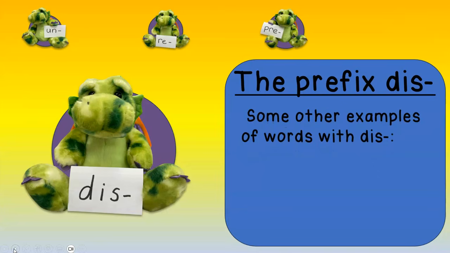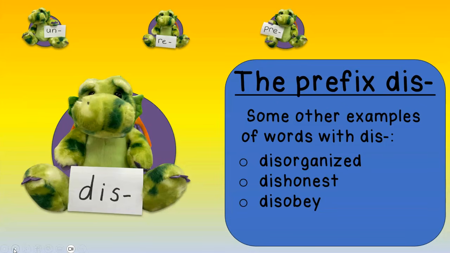And some other examples of words that have the prefix dis are disorganized, dishonest, disobey, or disagree. Seems to me that words that have the dis prefix at the beginning are usually not very good things. To be disorganized is not good. Definitely don't want to be dishonest. You should not disobey your teacher or your parents, and it's usually not a good thing to disagree with somebody else.